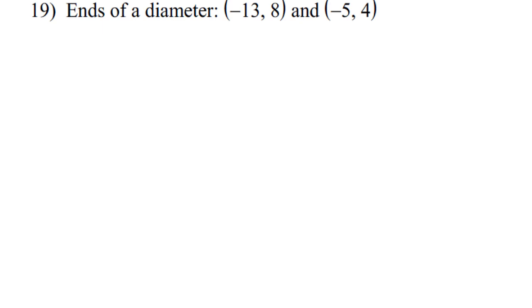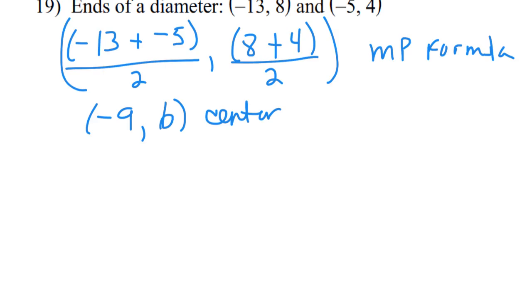In this problem, we're writing the standard form equation of a circle, and we're going to start with finding the center and the radius. All right, for starters, I'm using the midpoint formula to find the center. I'm given the ends of the diameter, which are just 2 endpoints, and so I need to find the middle between those 2 endpoints. So I'm using the midpoint formula.